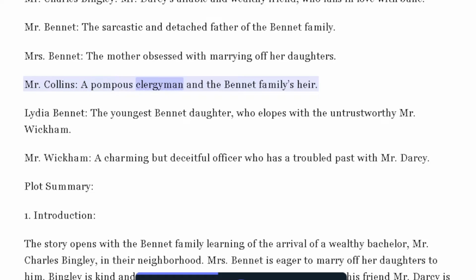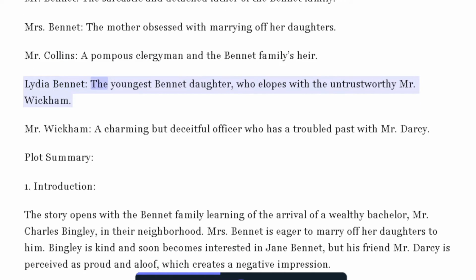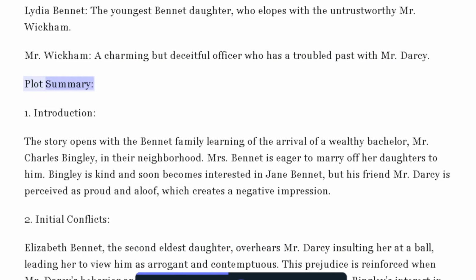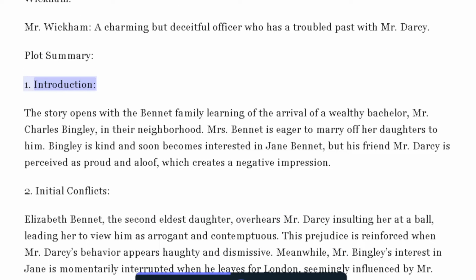Collins, a pompous clergyman and the Bennet family's heir; Lydia Bennet, the youngest Bennet daughter, who elopes with the untrustworthy Mr. Wickham; Mr. Wickham, a charming but deceitful officer who has a troubled past with Mr. Darcy. Plot summary. 1. Introduction.